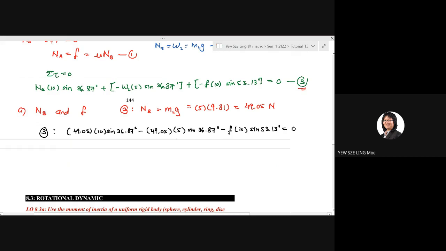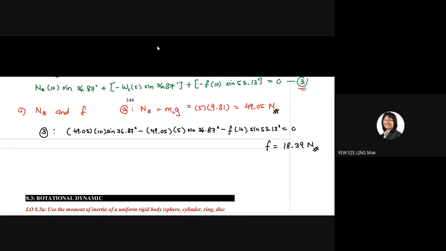So you just rearrange the equation and solve it. Eventually, you will obtain F equals 18.39 Newton. So that is the value. Now we have the answers already, which are NB and friction.